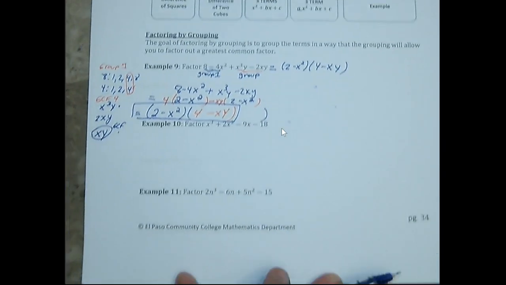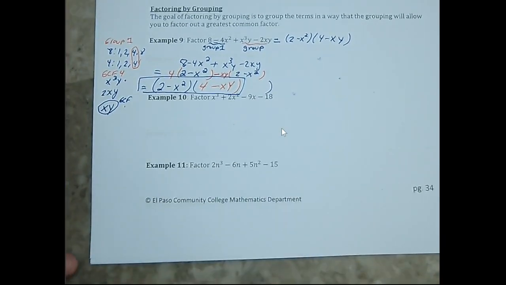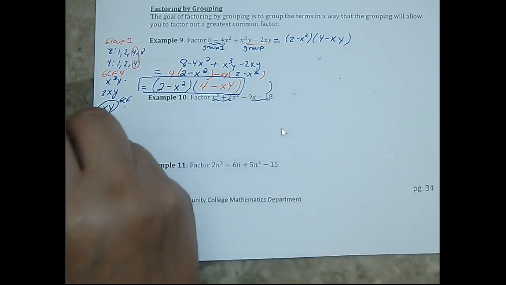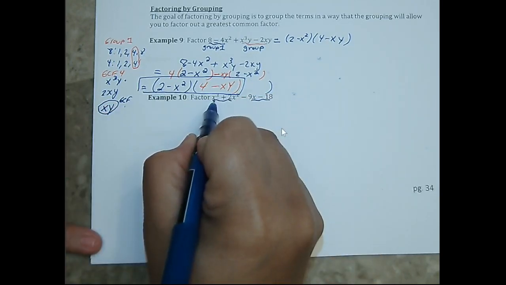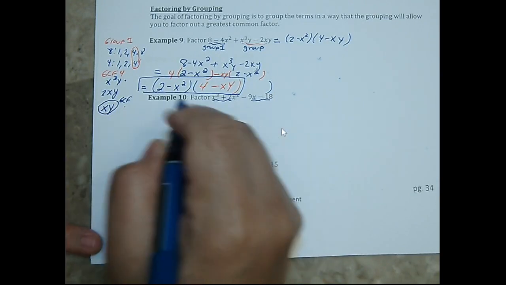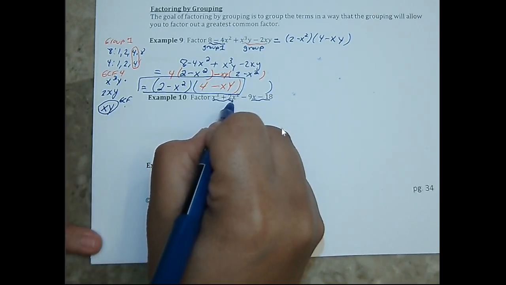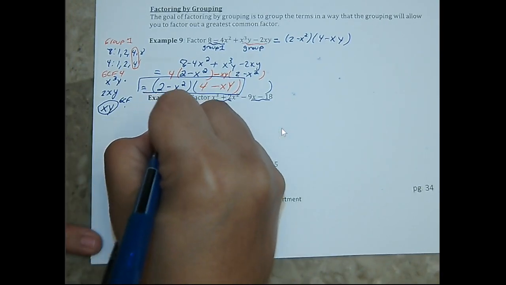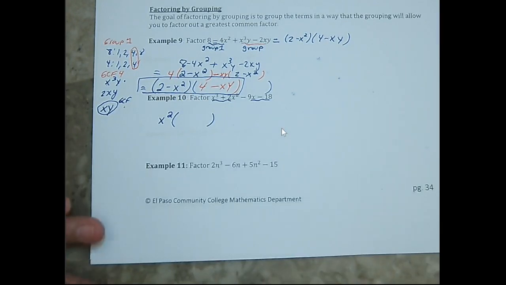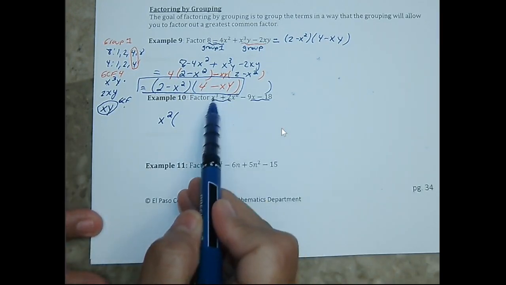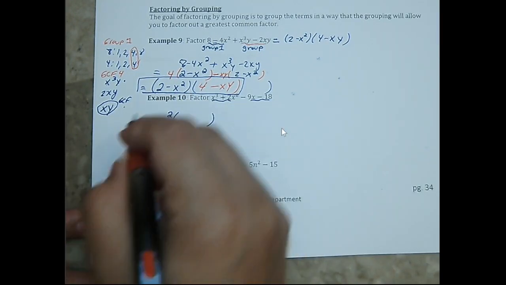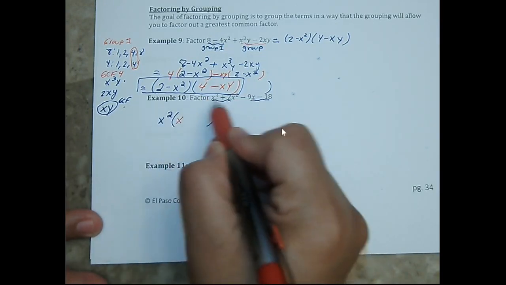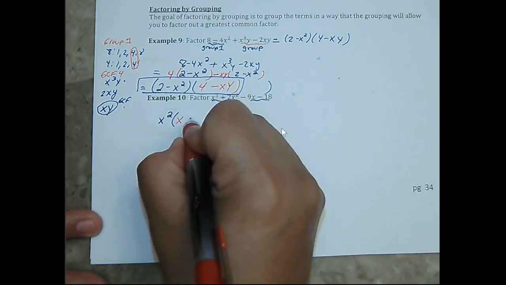Okay, let's try another example. So again, we can group these two terms and these two terms. So the first one, we have an x cubed and an x squared. So the GCF for group 1 is going to be x squared. So we can factor out an x squared for group 1. If we divide x cubed by x squared, then we're left with an x. And 2x squared divided by x squared is going to be 2.